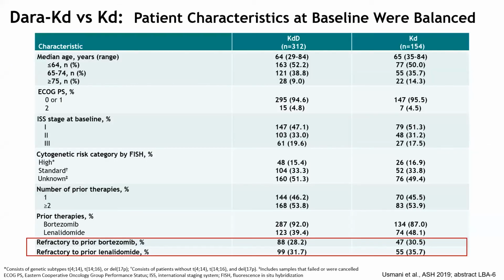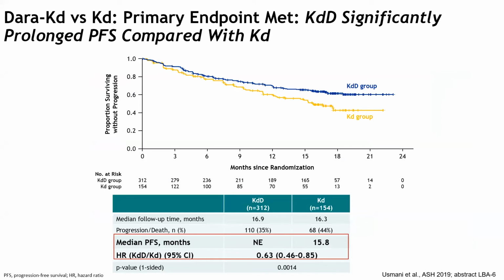Okay, next slide, just for the sake of time. And we can see here the result. Primary endpoint met, where Carfilzomib, Dexa, and Daratumumab significantly prolonged progression-free survival compared with Carfilzomib Dexa alone, as you can see in the paragraph. Also, the median progression-free survival was not evaluable, while in KD only it was 15.8, with hazard ratio 0.63, and the p-value showed highly significant 0.0014. Next one, please.